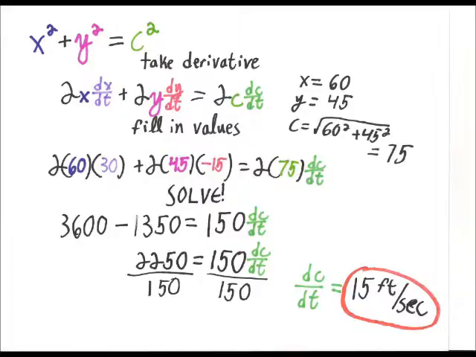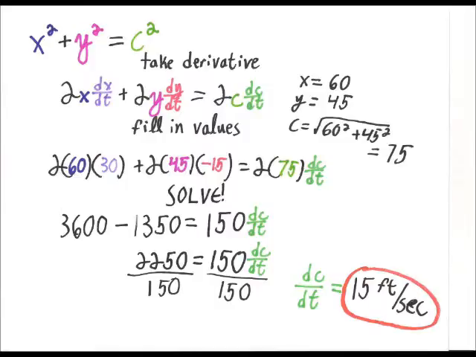Now that you have the derivative and all the necessary values, you are allowed to put in your values. For x, you put in 60, dx over dt is 30, y is 45, dy over dt is negative 15, the negative is very important, c is 75, and dc over dt we don't know yet. You eventually solve it down and it gets to 2,250 equals 150 dc over dt. To find dc over dt, you divide by 150 and you have the answer, 15.